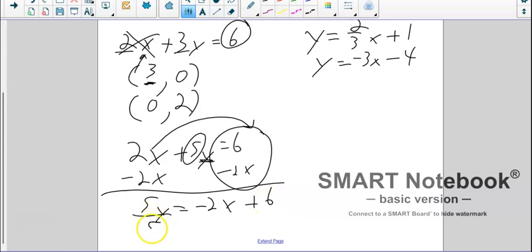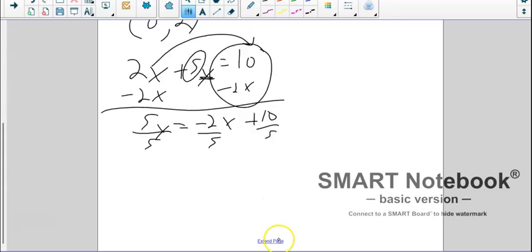And then we divide everything by 5. Now this would still be kind of a nasty one because you'd end up with a y-intercept of 6/5, but we would never give you one like that. So let's make this 10 to make life easier. You might see one like this. Okay, and 10/5 is 2. So this would be y equals -2/5 x plus 2. And that's very easily done with the slope-intercept form.